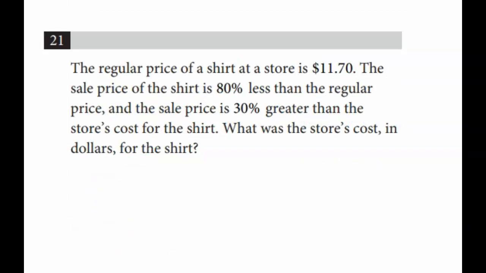The regular price of a shirt at a store is $11.70. So the price is $11.70. The sale price of a t-shirt is 80% less than the regular price. So the sale price is the regular price minus 80%, so 0.8 of that regular price. To draw that a little more clearly, it would look like this. The regular price minus 80%, so 0.8 of the regular price.